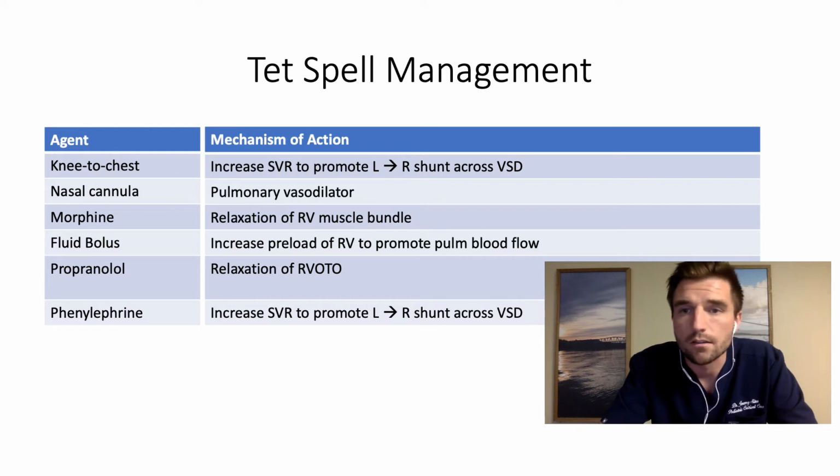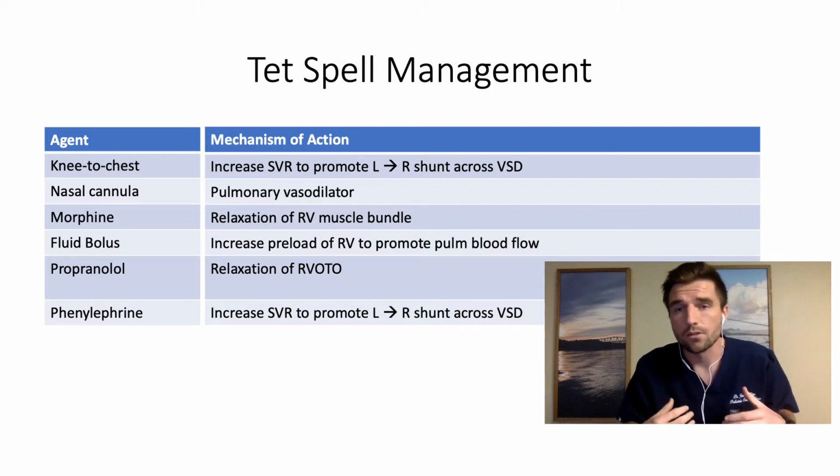Rather than memorize a list of interventions, I think it's more helpful to understand the mechanism of action of what you're doing, and knowing that will help you remember this in the moment when you're presented with this child who's having a TET spell right before your eyes. So what's the first and easiest thing that you can try?